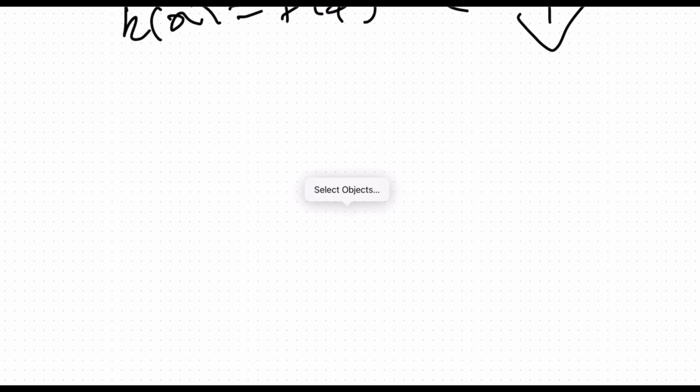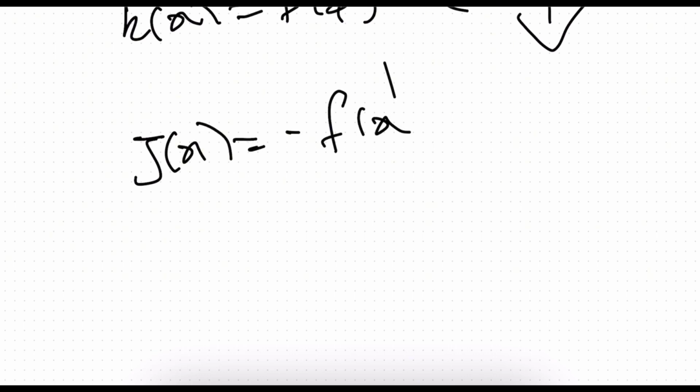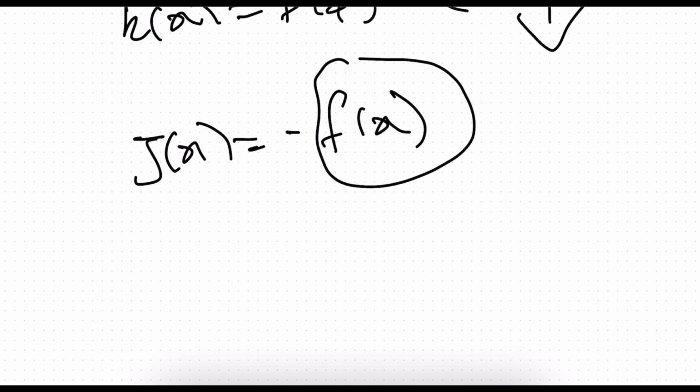And also they might say your j at x is equal to negative of f of x. So what does that mean now? It's more like they just flipped the graph. Whatever was positive in your f at x will now be negative, and whatever was negative will now be positive. So they just reflected your graph, something like that. But it becomes clearer once you do the example.